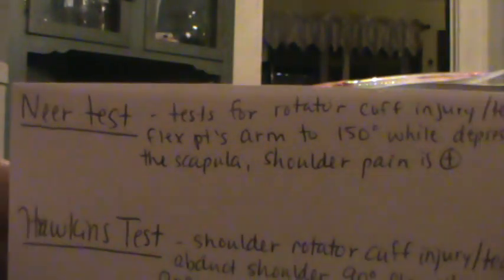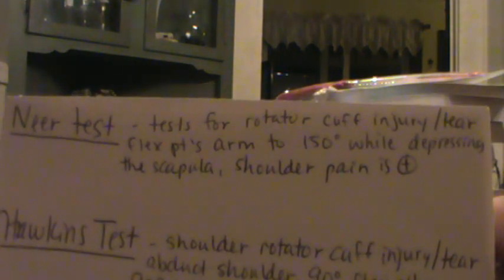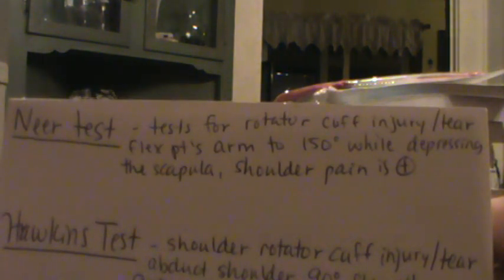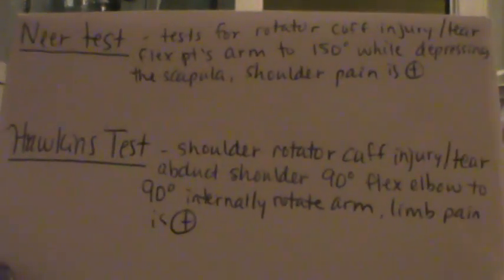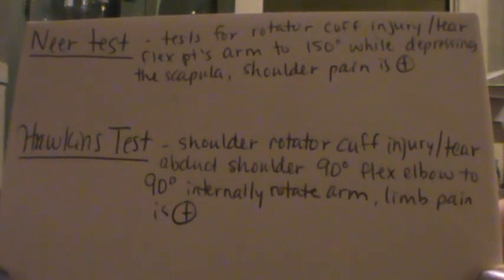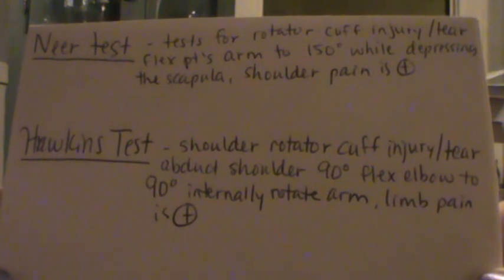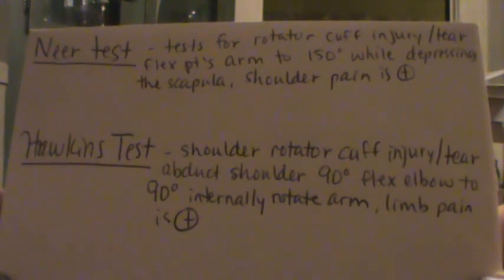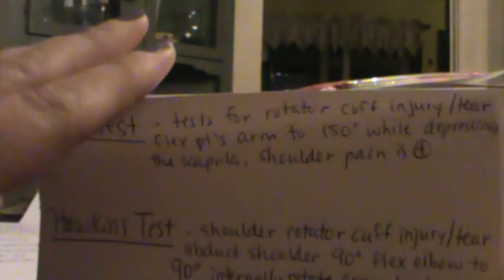What kind of shoulder assessments exist? There are 2. The Neer test, which tests for rotator cuff injury or tear. We want to flex the patient's arm to 150 degrees while depressing the scapula. If you have shoulder pain, that's a positive test. And the second one is called the Hawkins test. It also tests for shoulder rotator cuff injury or tear. We abduct the shoulder to 90 degrees, flex the elbow to 90 degrees, and then internally rotate the arm. If there's pain, that's a positive test.